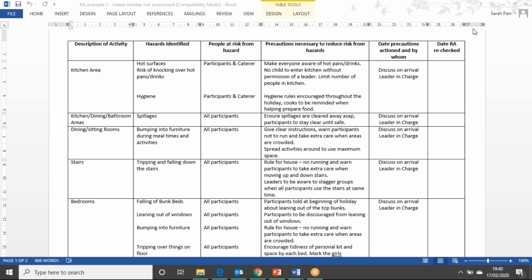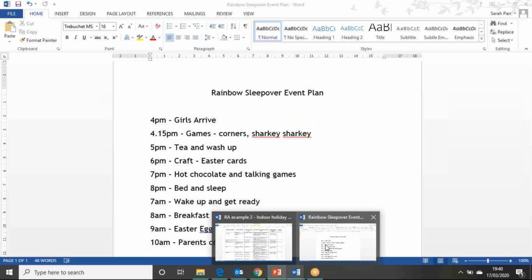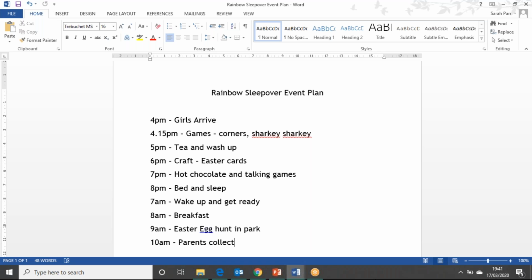Okie dokie. Right. Are we ready to move on? Let's get my PowerPoint back. Right. We're going to have a little go at writing a risk assessment, or at least writing one in our heads anyway. Might not actually write it. So I've got a plan here for a rainbow sleepover. It's not the most exciting of plans, I must say. I've only just thought about it 20 minutes ago, but hopefully it'll give us some things to talk about.